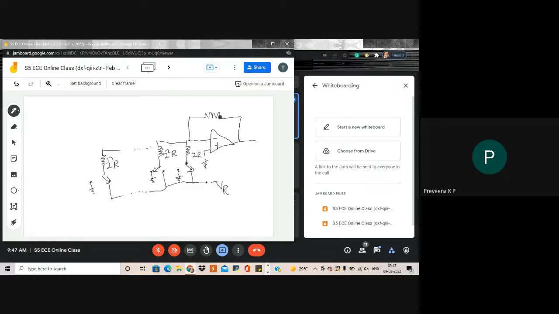One more thing: here is a feedback resistance RF. For writing the equations, you can mark the different currents: IN here, I2 here, and I1 here. Okay, so this is the circuit diagram.